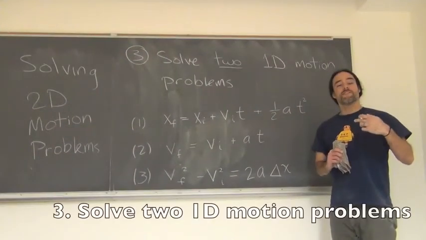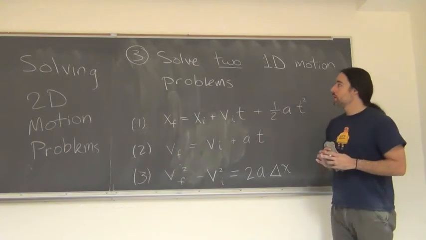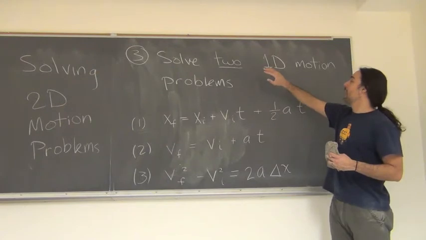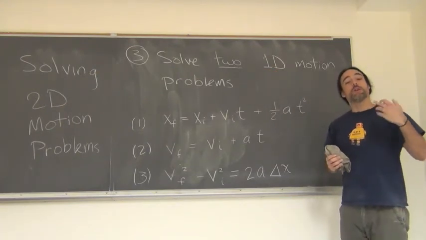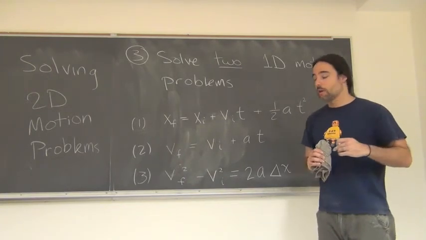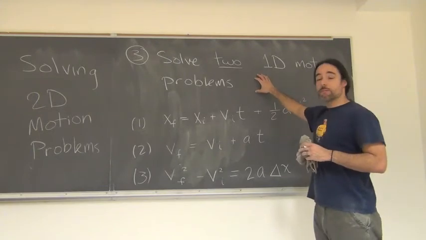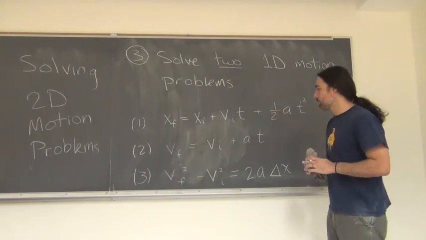separately. The final step for solving two-dimensional motion problems is, once you've broken it into components, you want to solve it as two one-dimensional motion problems. Again, we know how to solve one-dimensional motion problems. We did that last semester. So what we want to do is take our two-dimensional motion problem and solve it as two one-dimensional motion problems.